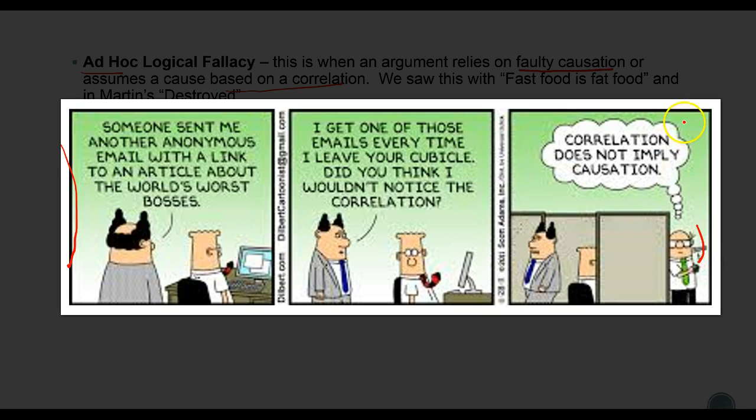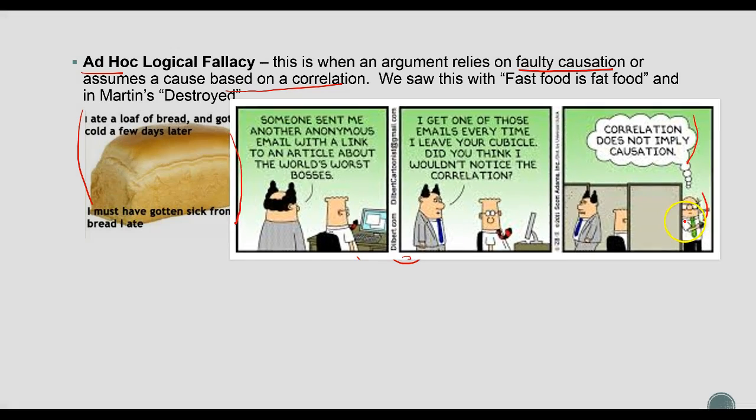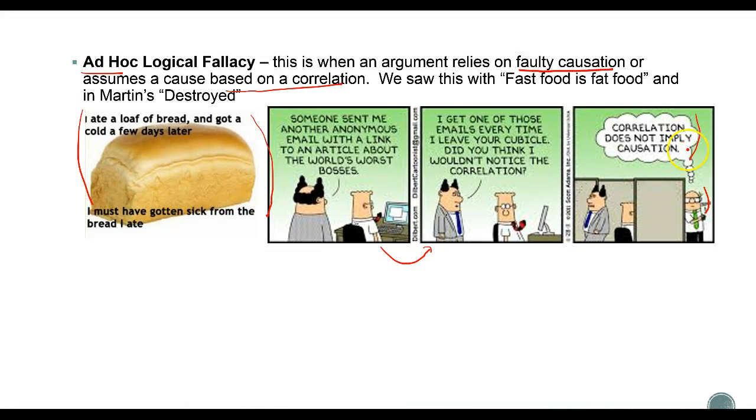So he knows about the ad hoc fallacy, and he's saying that this guy's committing the ad hoc fallacy because he's connecting that correlation with a causation. But in this case, it does seem like probably Dilbert did send the emails, and he's kind of being ironic here. But that's the idea of the ad hoc logical fallacy. Just be careful whenever an author is saying one thing causes another. It's very hard to prove that.